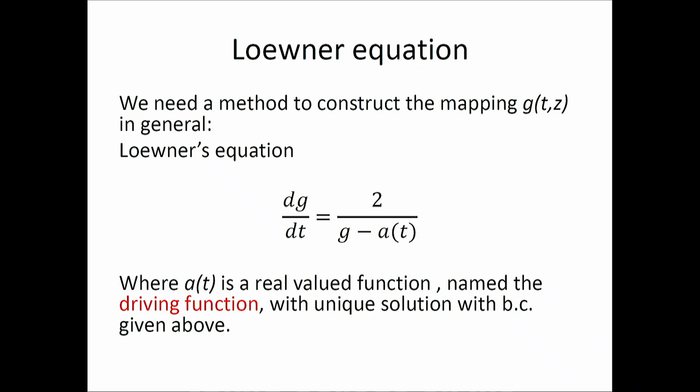So this equation says that I solve this differential equation with the boundary condition g0 of z is z, and g at infinity has that expansion. So the answer comes out unique for any given A of t. A of t is called the driving function. You give me A, I calculate g for you by solving this differential equation.